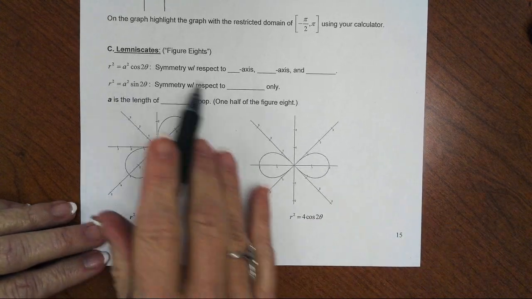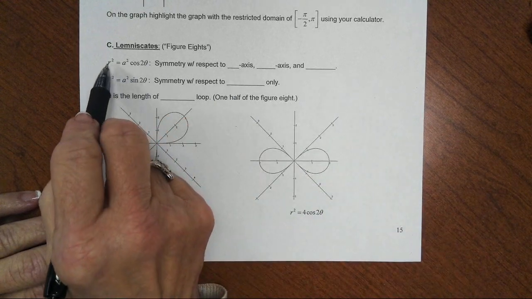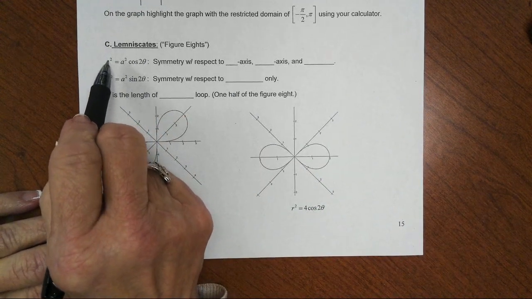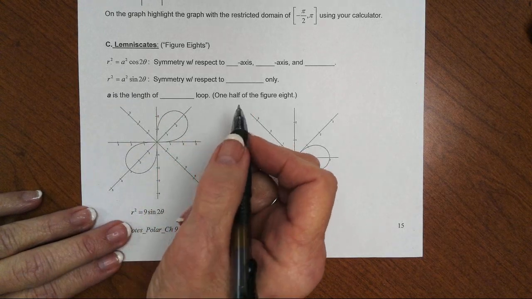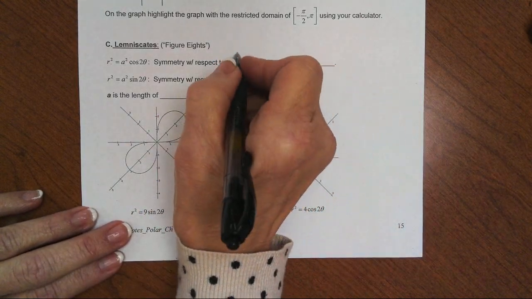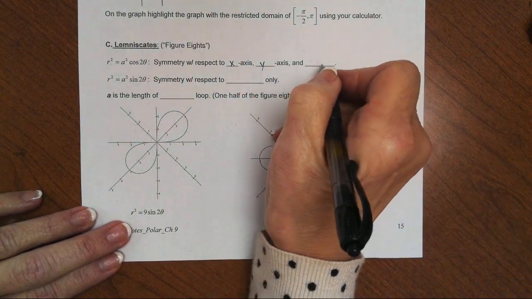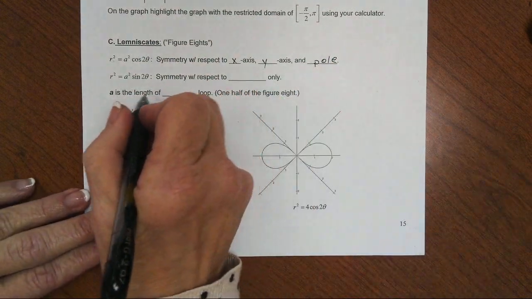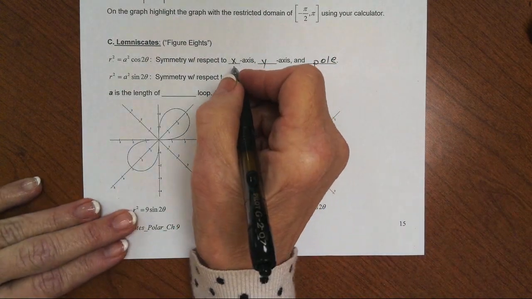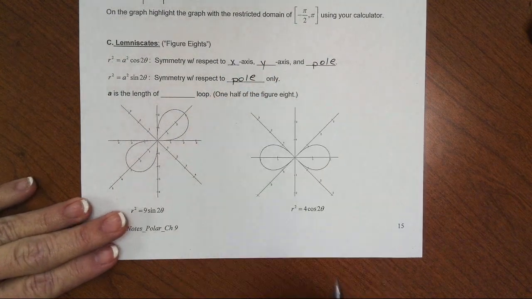Now we're going to go on to lemniscates. They're basically figure 8s. They come in 2 equations. You can recognize a lemniscate when it has an r squared. R squared is going to equal whatever that a value is, and it's squared. And with cosine it'll have symmetry with respect to the x-axis, the y-axis, and the pole. And when it's sine, it'll be symmetric with the pole only. So basically with the origin.